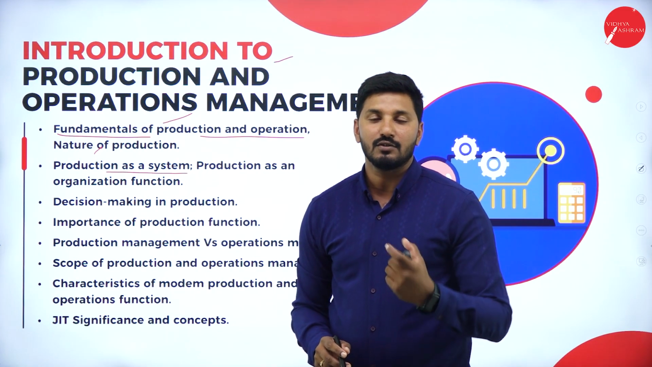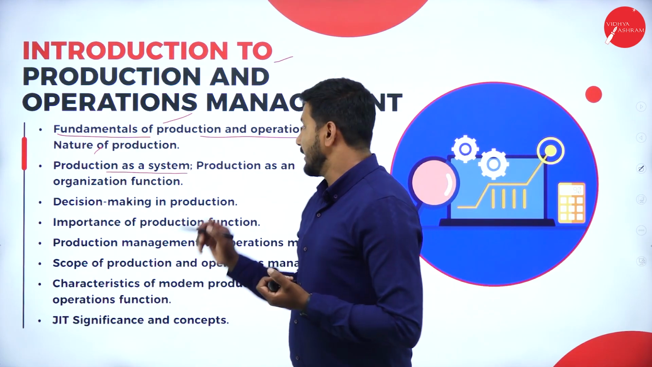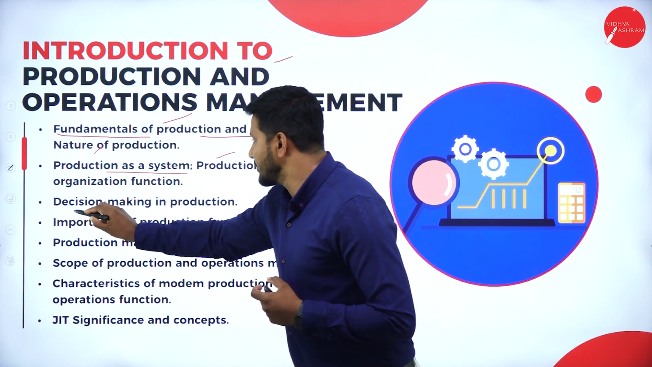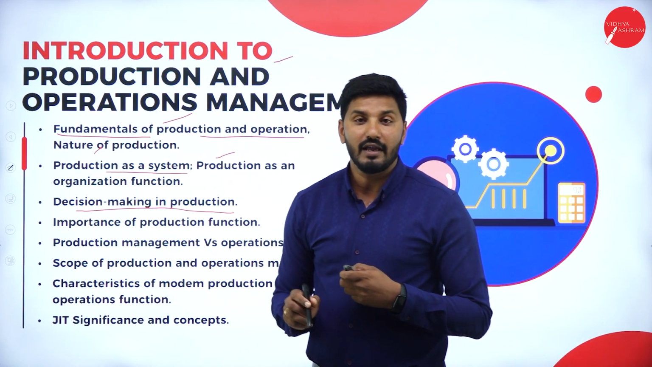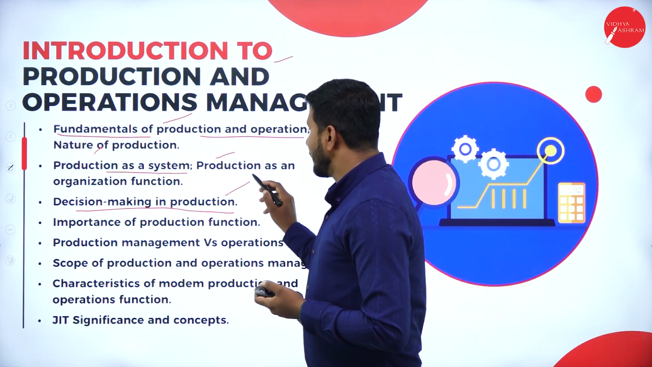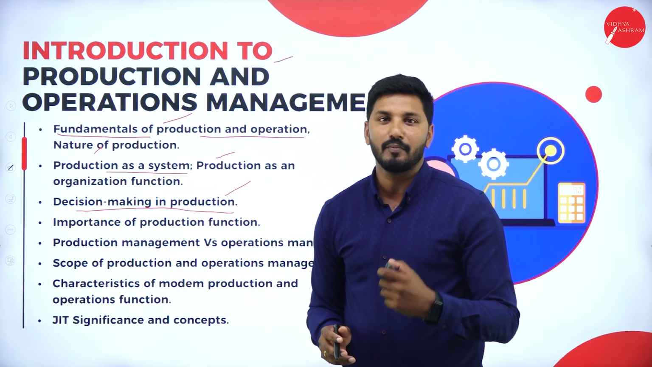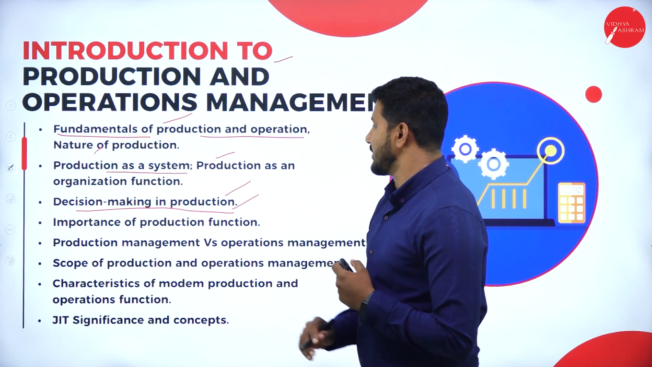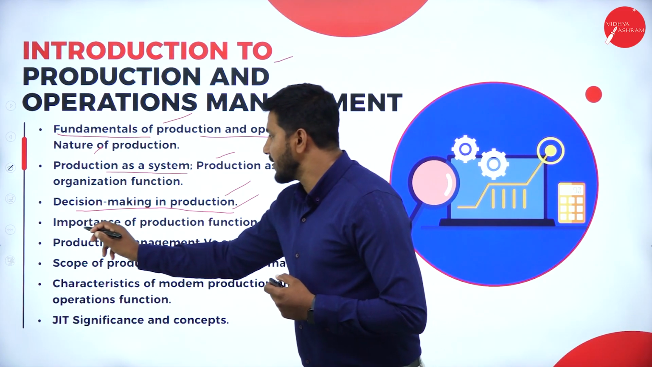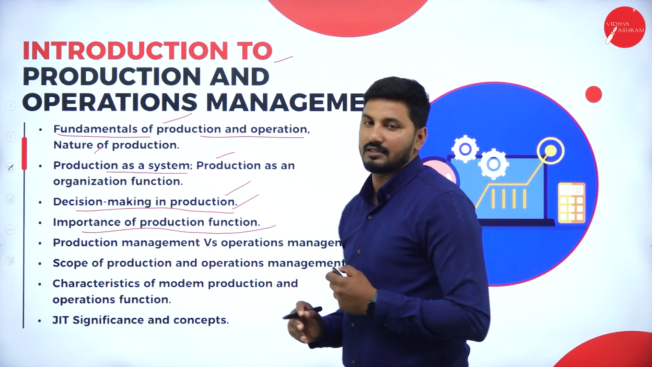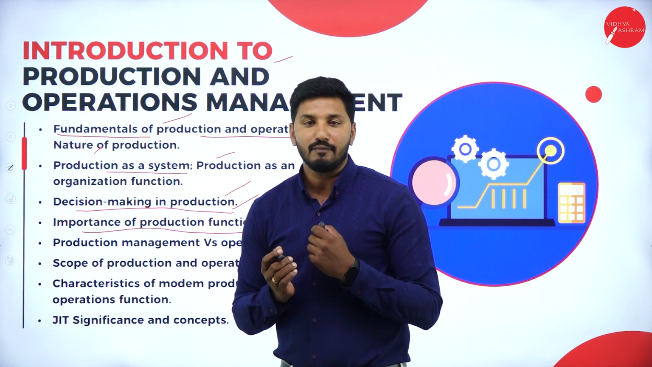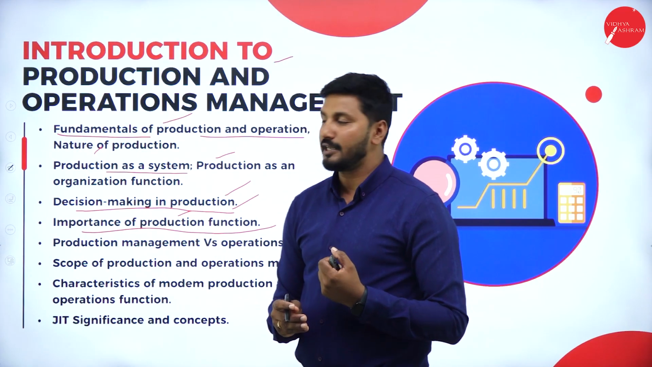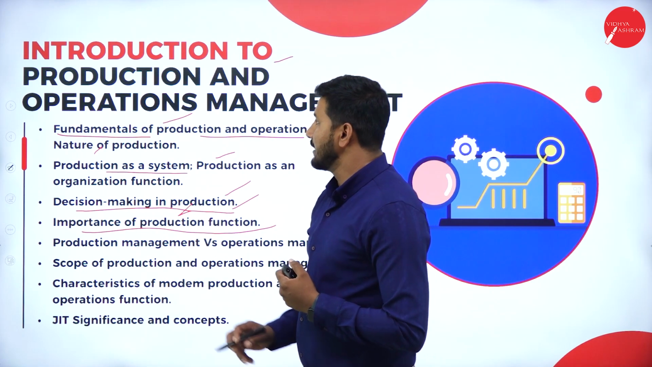Basically, what is production? What is the importance included in the production process that will be considered in this chapter. And decision making in production, where what are all the plant locations, what are the strategies we have to make while preparing production. So everything will come under this decision making in production. And the major importance of production functions. Why it is most important in a manufacturing unit, what are all the major significance included in production management, that will be known from this chapter.